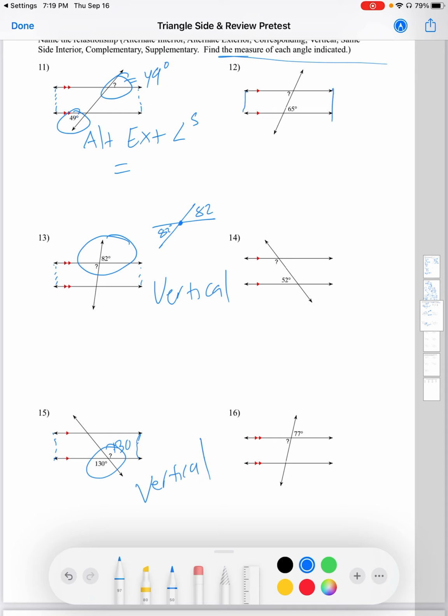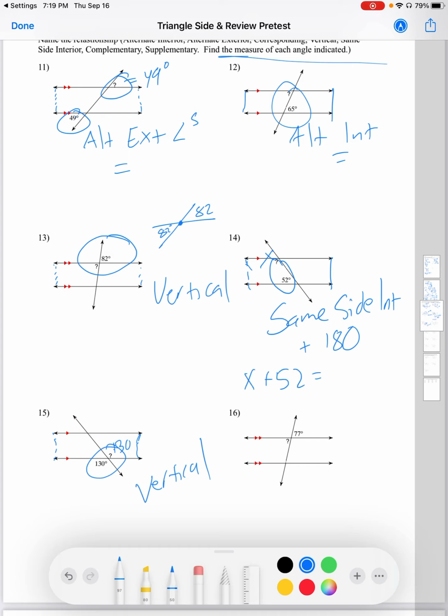And I'll go ahead and do these. Draw my house, alternate interior. Those angles are equal, so that would also equal 65. Draw my house. These are same side interior. We know same side interior add to 180. So if I call that question mark x, x plus 52 equals 180. Subtract 52. x is 128 degrees.